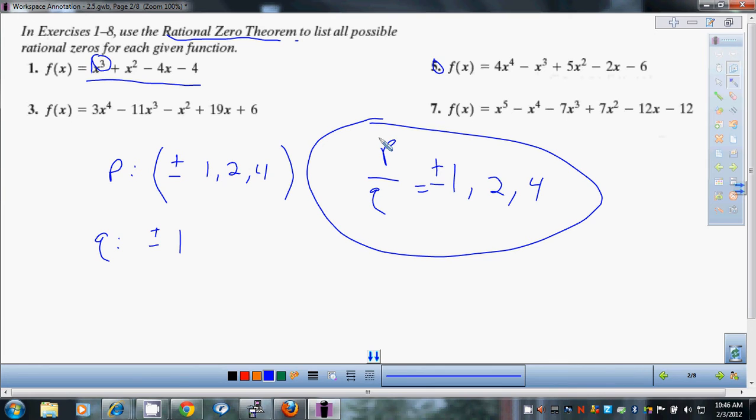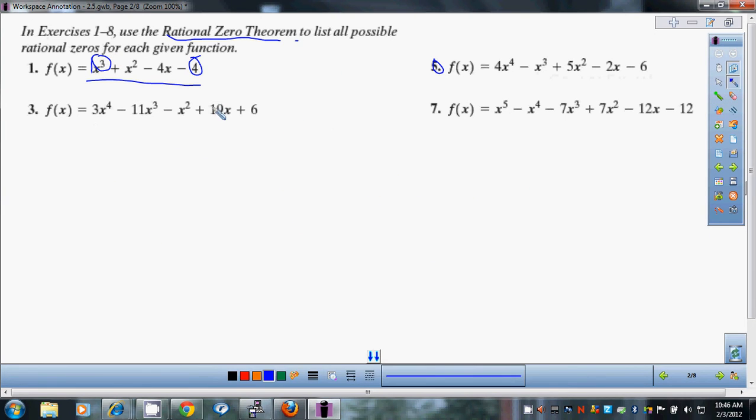The p's are all the factors of the last number, and the q's are all the factors of the first number. So let's look at number 5. What are all my possible p-values? Plus or minus what? Very good. What are all my possible q values?